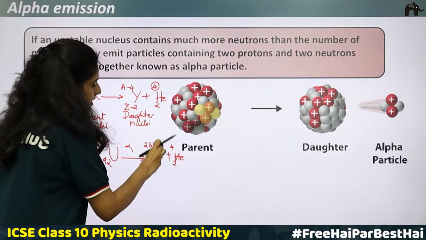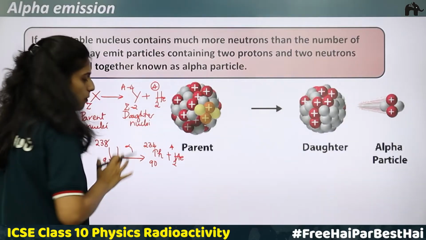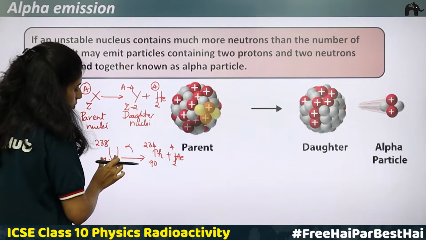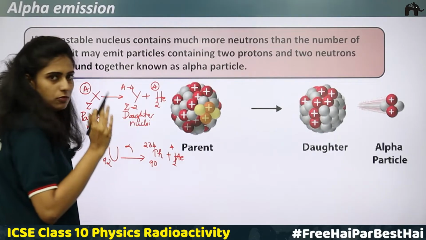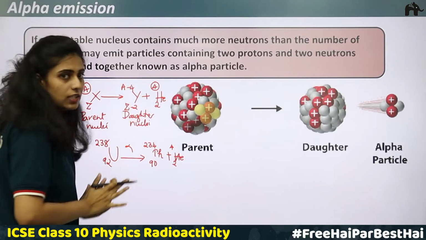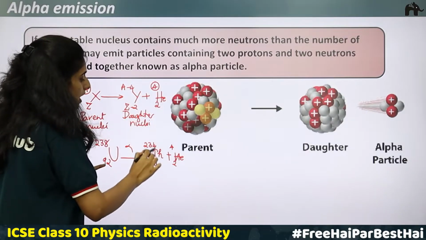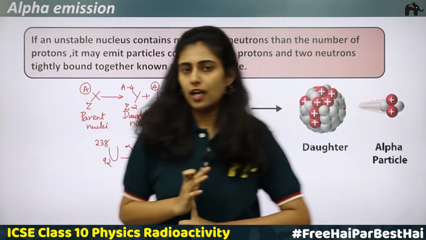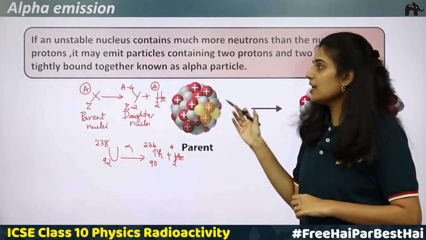The nucleus formed will have properties of the element that comes 2 places before uranium in the periodic table. When you go back 2 elements from uranium in the periodic table, you will find an element with properties similar to thorium 90-234. Understood? So this is all about alpha emission or alpha radiation.